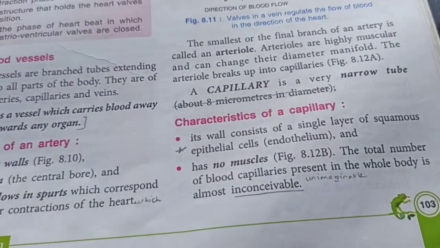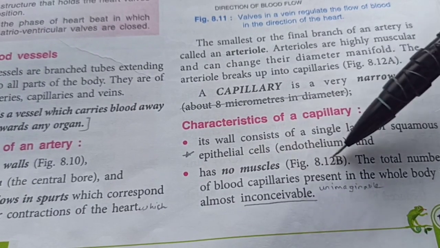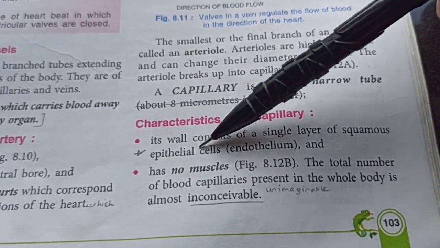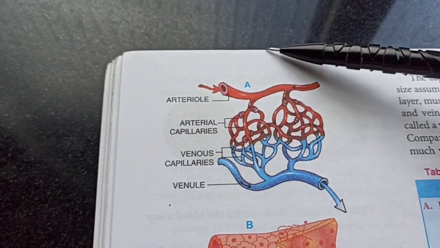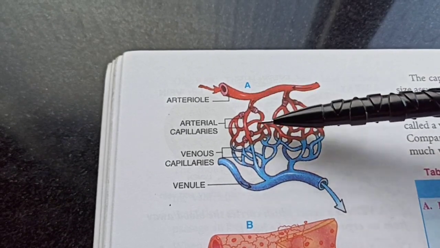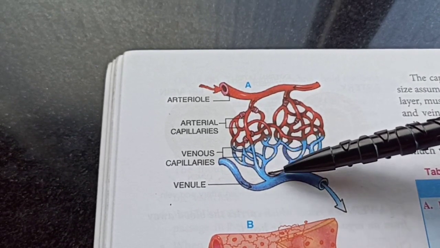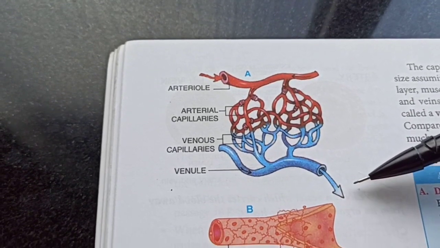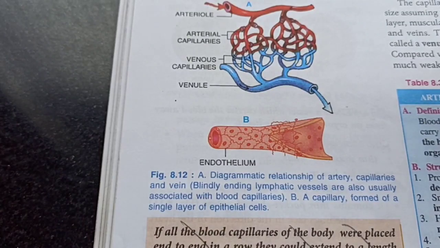And we have capillaries, of course, which are the tiniest blood vessels. They don't have any muscles. It's totally an epithelial cell layer, single layer. So arteries branch into arterioles, arterioles branch into capillaries, capillaries join to form venous capillaries, and they join to form venules, and venules join to form the veins, which ultimately join the vena cava. So you need to remember this chronology.